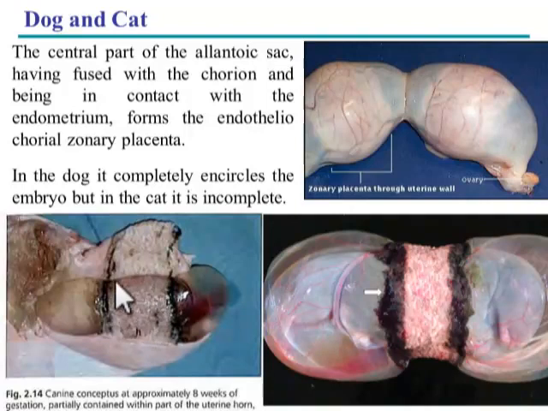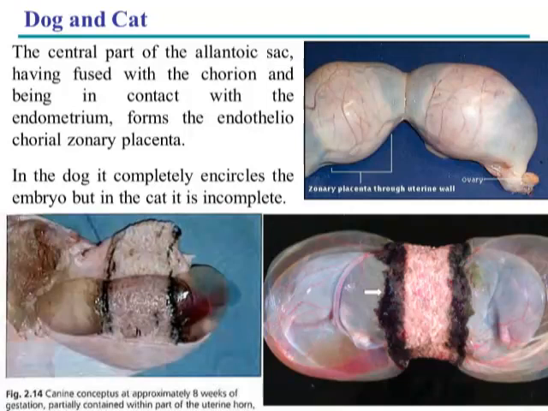Chorionic villi are present, they are confined only on this particular area. So this is called as Joneri type of placenta. And this zone of chorionic villi is visible from outside of the uterus. Here also you can appreciate the fetal part of placenta. So the central part of the allantois sac, having fused with the chorion and being in contact with the endometrium, forms the endotheliochorial or Joneri placenta.